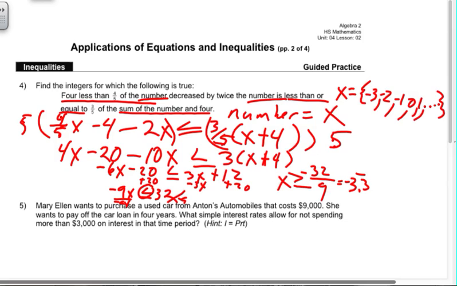Okay, let's take a look at number 5. That's the next one.